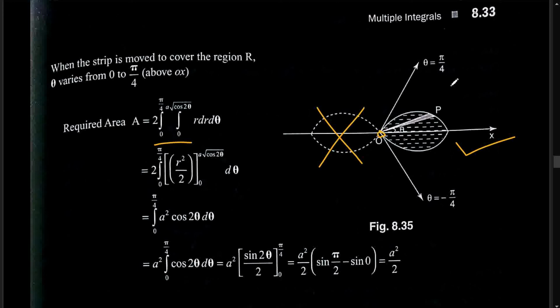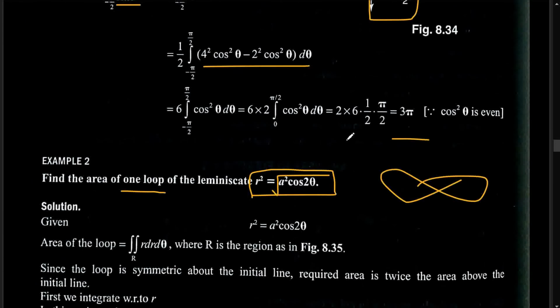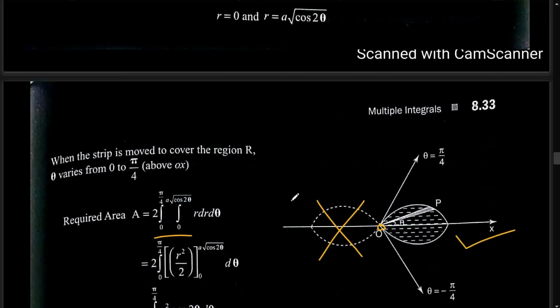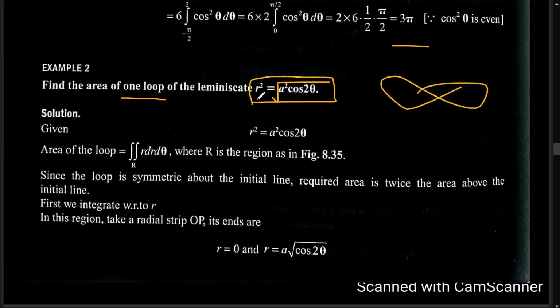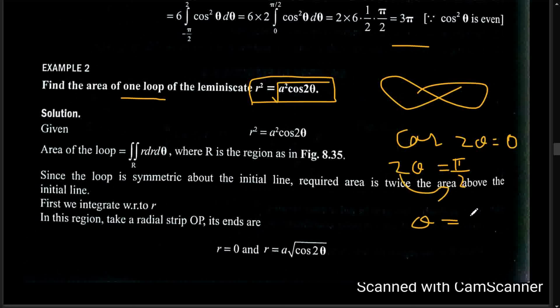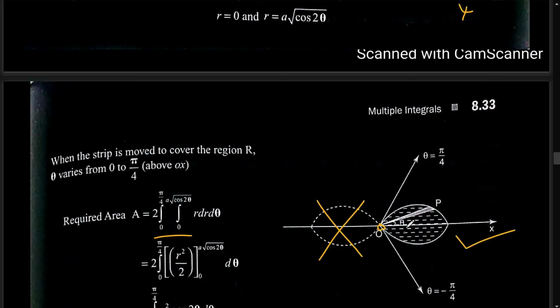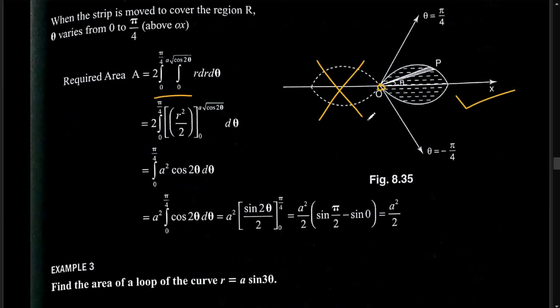How do you know that it is minus pi by 4 to plus pi by 4? To find theta in polar coordinates, you just equate r equal to 0. If you put r equal to 0, you get pi by 4, because a will go to that side, so that cos 2 theta is equal to 0. When cos of the angle is 0, cos 90 is 0, so 2 theta is equal to pi by 2, and that 2 will come to this side, so theta is equal to pi by 4. So that's how you get minus pi by 4 to plus pi by 4 as the limit of theta.